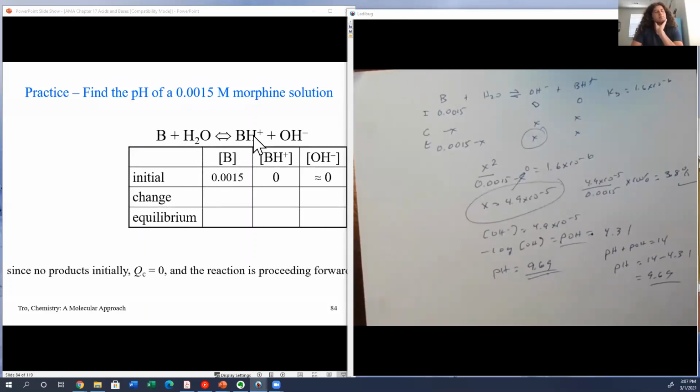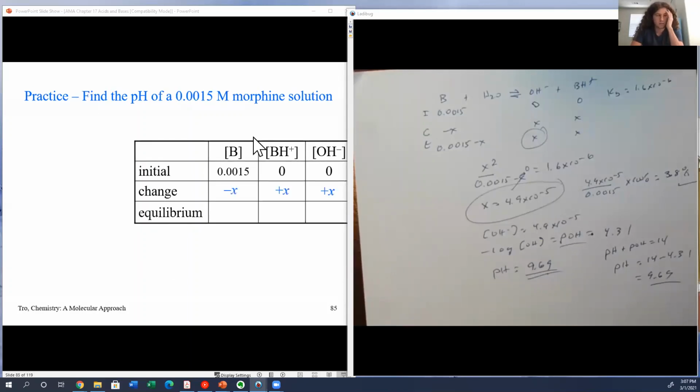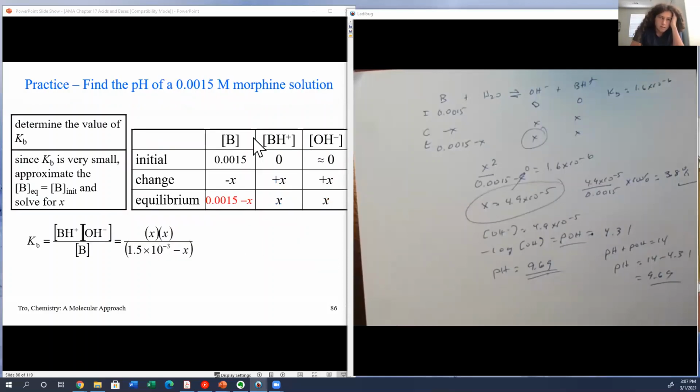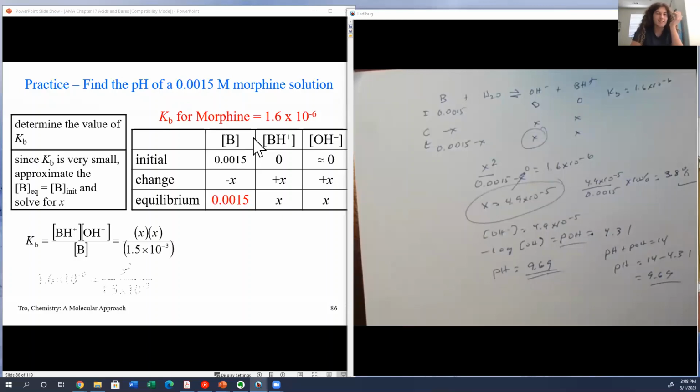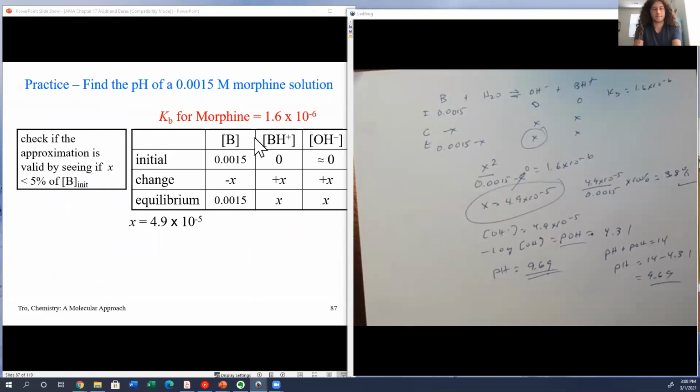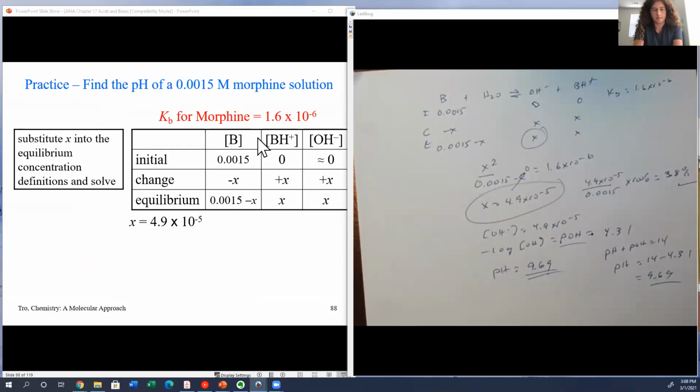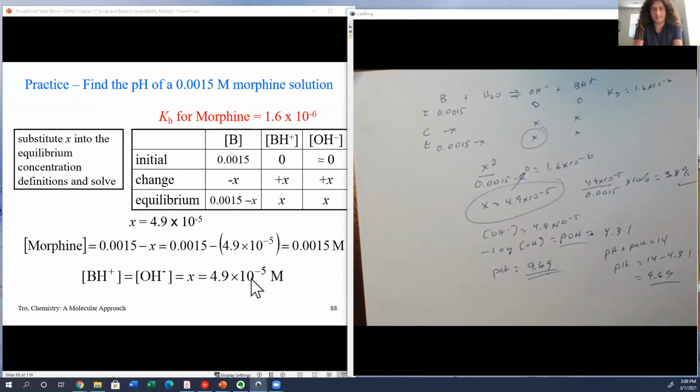Here it is worked. Here's a second review for you. Minus x, x, x, 0.0015 minus x. So you get that. You've got KB. Make the x small. This is like the instant replay. So you get x is equal to 4.9 times 10 to the minus 5. So that's less than 5%, so the approximation is valid. So the morphine concentration is that, and the OH minus concentration is that.